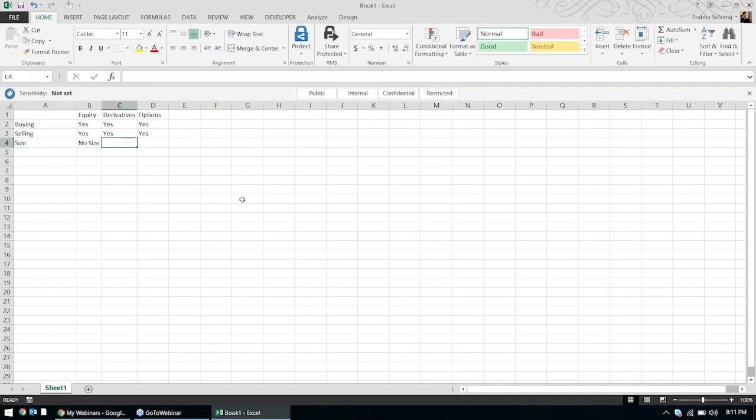Derivatives are bought in lots. Options are bought in lots. What is a lot? We will cover that separately. Okay, we'll make a note of it here. Now, sizes. We can buy any number of shares in equity, but futures you have to buy in lots. Same thing, selling also.